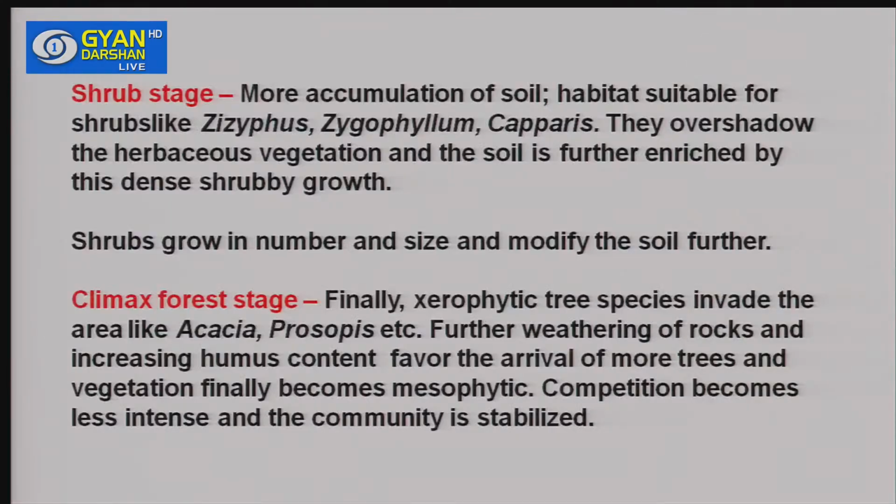Further weathering of rocks and increasing humus content favor the arrival of more and more number of trees, and finally the vegetation becomes mesophytic. Initially it was dominated by the xerophytic community, but ultimately the environment becomes so favorable that even the mesophytic species, that means the normal species which we find all around us, can also come and form a community. So ultimately a desert habitat or a Xerosere gets converted into a normal kind of habitat. So the plant communities are actually altering the structure of the particular habitat.